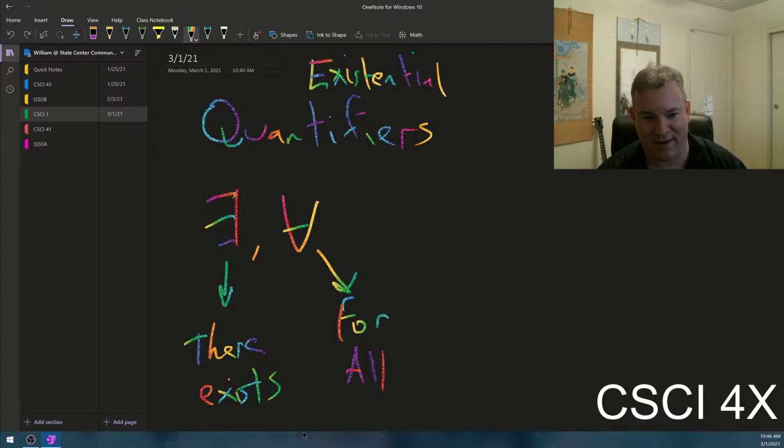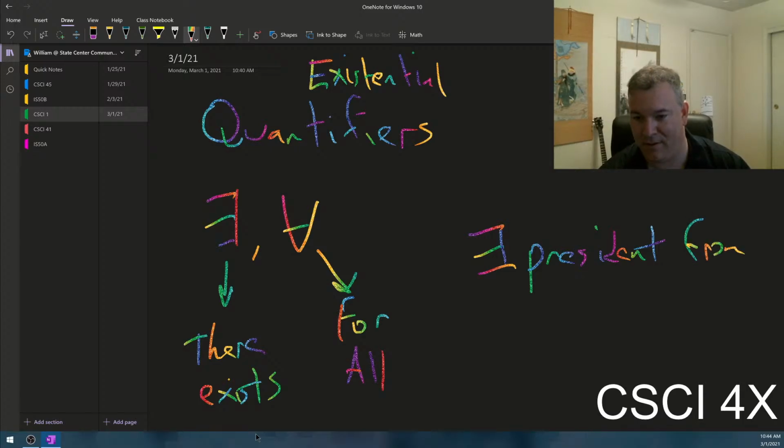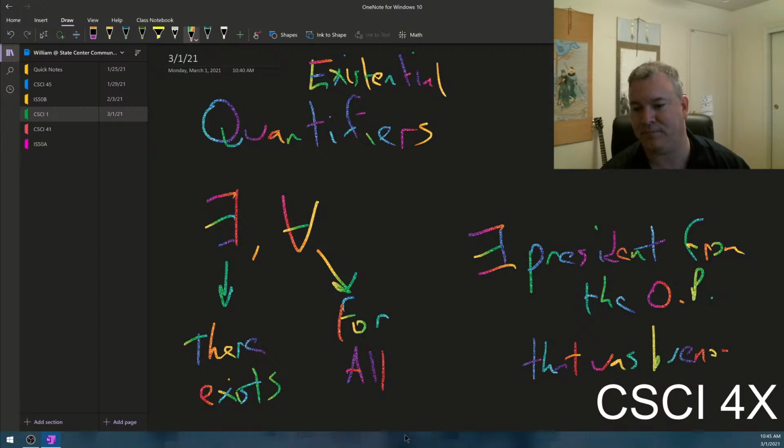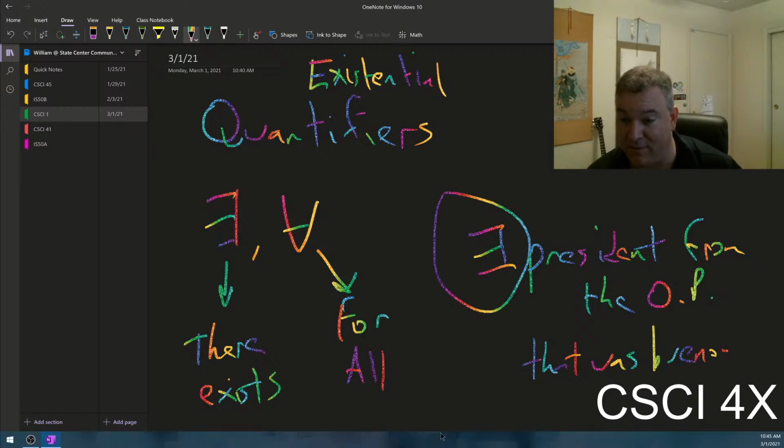And that is there exists. So there exists a president from the opposing party, which is just hilarious because it works. It doesn't matter what political party you're in. This argument works no matter what. There exists a president from the opposing party that was bueno. All right, so that's what the backwards E means. There exists at least one. There has been at least one.